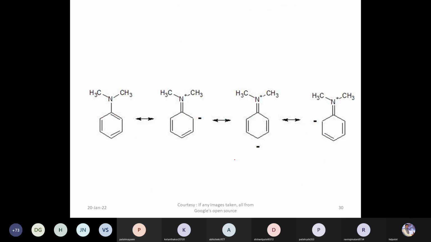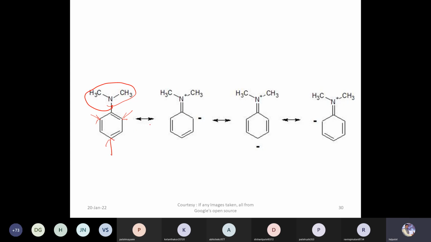Now, the next step is called the coupling reaction. As we have discussed, the coupling reaction will take place at the para position of N,N-dimethyl aniline. This N-dimethyl group is also known as ortho-para directing. Second, steric hindrance is there, so no attachment over here. Only the attachment will be possible on the para position.